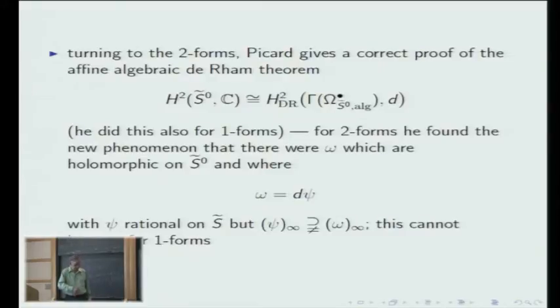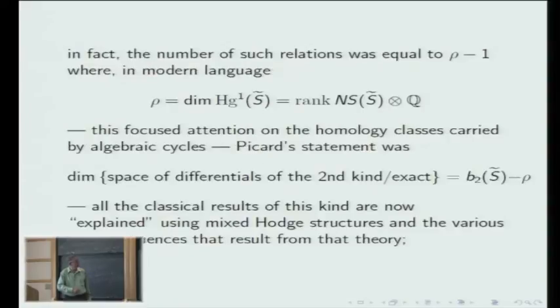And Picard identified how this could happen and showed, in fact, that the dimension of the set of two-forms whose poles, when they became exact, the poles went up, was equal to what's called the Picard number, or the rank of the Néron-Severi group. So this was the first appearance of algebraic cycles giving homology classes on, in this case, an algebraic surface. And this argument here, I believe, is correct.